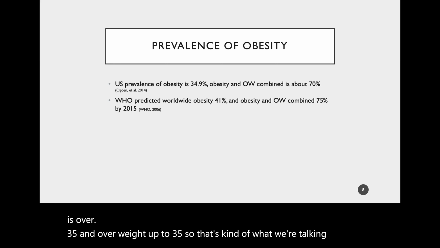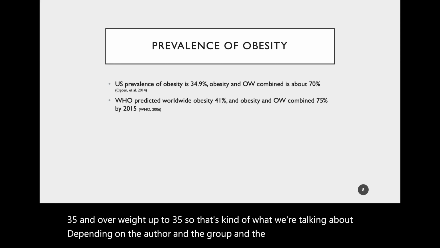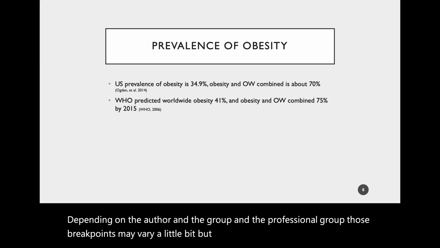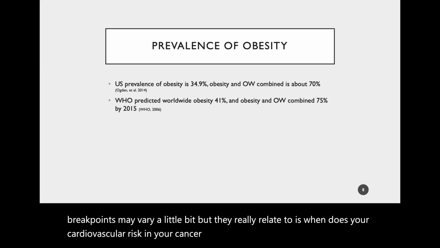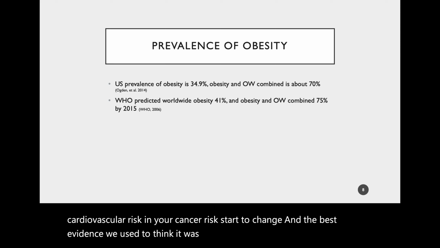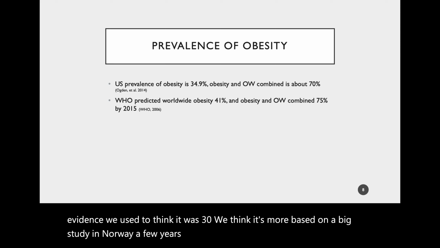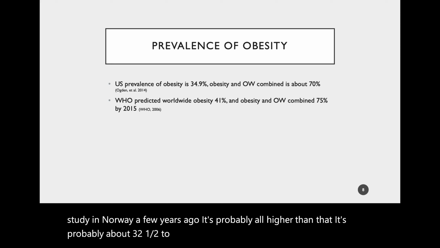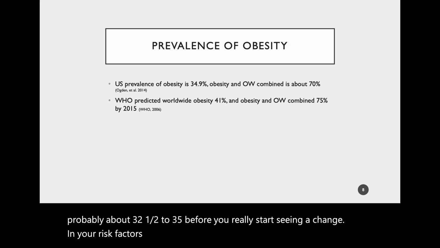Depending on the author and the group and the professional group, those breakpoints may vary a little bit. What they really relate to is when does your cardiovascular risk and your cancer risk start to change? And the best evidence, we used to think it was 30. We think it's more based on a big study in Norway a few years ago. It's probably all higher than that. It's probably about 32.5 to 35 before you really start seeing a change in your risk factors for comorbid conditions.